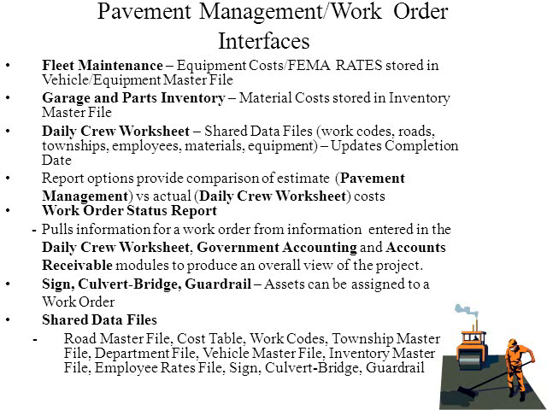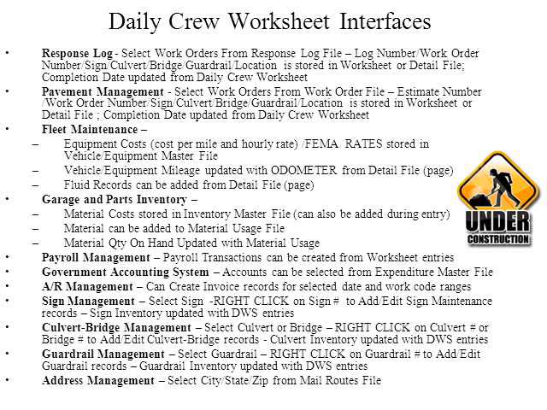This system shares the road master file, cost table, work code, township, and department files with other modules. Signs, culverts, bridges, and guardrails can be assigned to a work order by selecting the assets from the corresponding road modules. The Daily Crew Worksheet module interfaces with most of the public government software modules, but can also be run standalone.